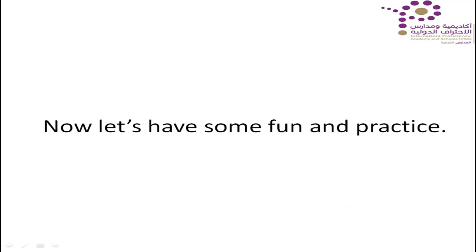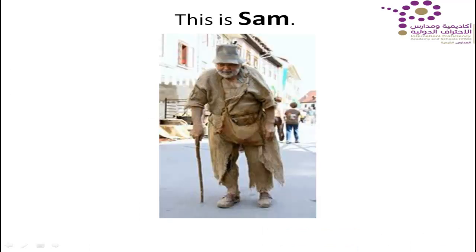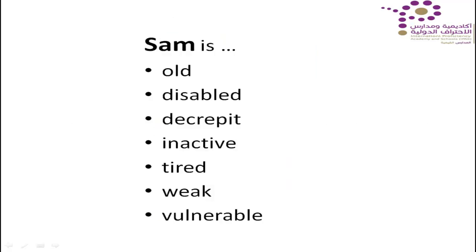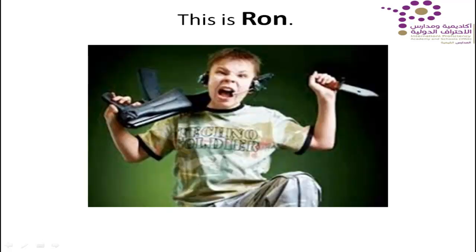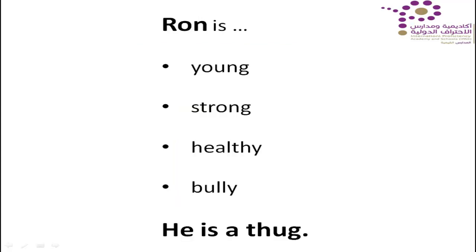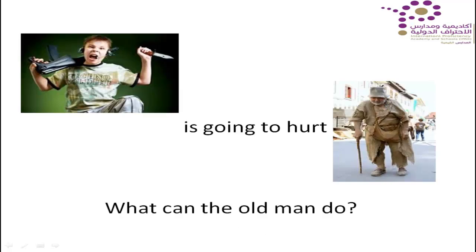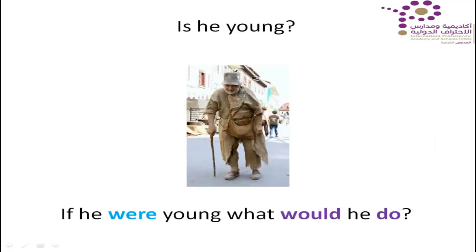Now let's have some fun and practice using the second conditional. This is Sam. Hi, Sam. Sam is old, disabled, decrepit, inactive, tired, weak, vulnerable. And this is Ron. Hi, Ron. Ron is young, strong, healthy, and a bully. He's a thug. Ron is going to hurt Sam. What can the old man do?